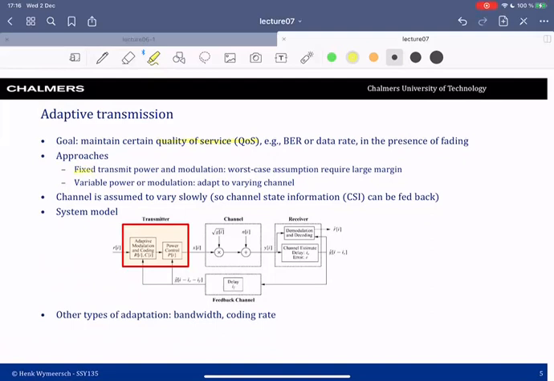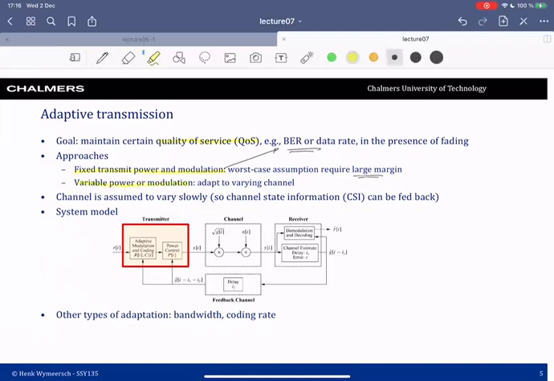We can either not adapt, where we just say, okay, we will use a certain constellation and a certain transmit power, and we just hope for the best. And in order to then meet your performance requirement that I highlighted here, we need to be prepared for the worst case of your channel. Right? So in order to meet the requirement all the time, we need to have a large margin. So we need to probably have a very large transmit power to make sure that we always meet our bit error rate or data rate requirement.